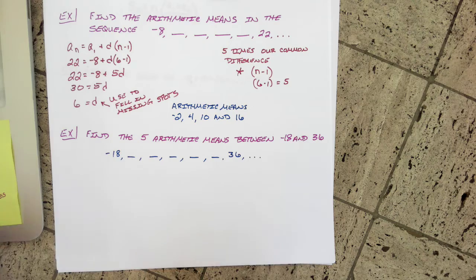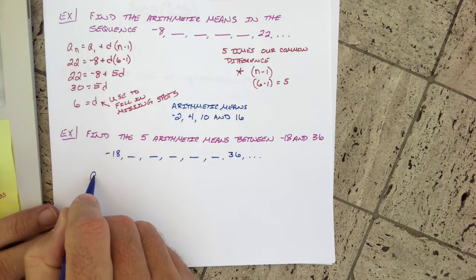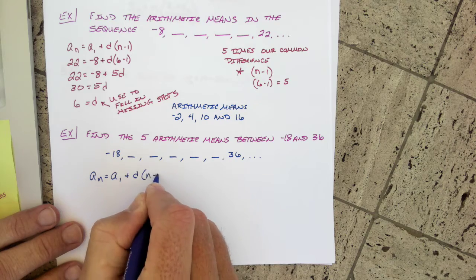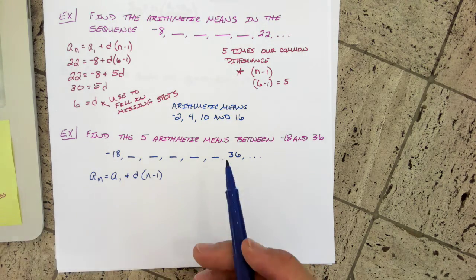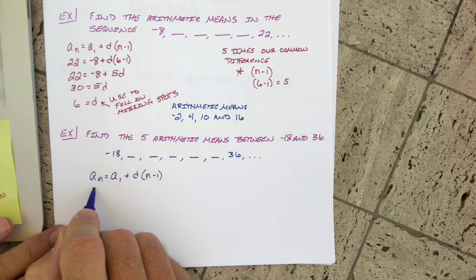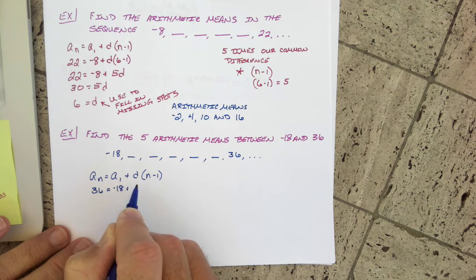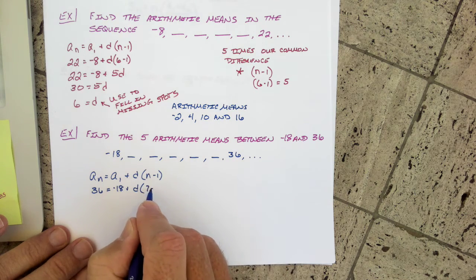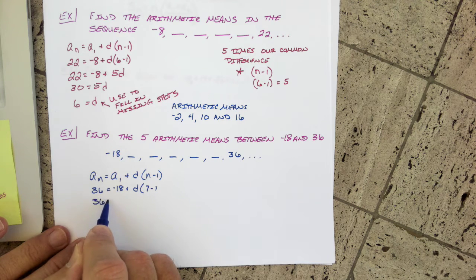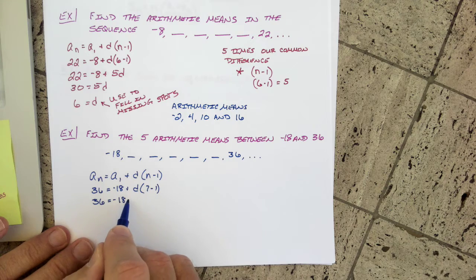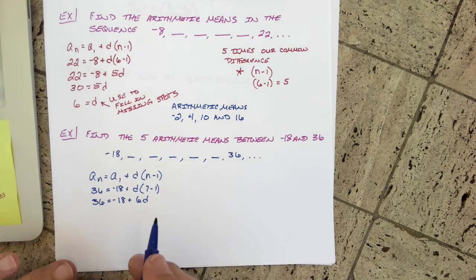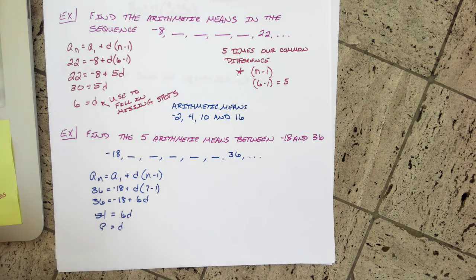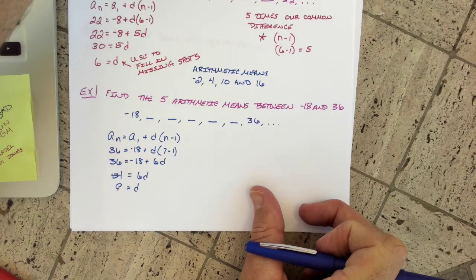All right. Let's see what we're going to come up with. Our formula, a sub n, first term of the sequence, plus common difference times n minus 1. Well, we don't know the common difference, so I'm going to approach it this way. Instead of the counting, I'm just going to plug everything in. So I got a 36, negative 18, plus d, don't know it, 1, 2, 3, 4, 5, 6, 7. So 36, negative 18, plus 6d, 6d equal to 54, d equals 9. So as we're doing this problem, d is equal to 9.